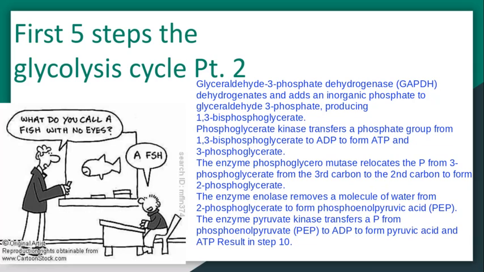Glyceraldehyde 3-phosphate dehydrogenase then adds phosphate to glyceraldehyde 3-phosphate, producing 1,3-bisphosphoglycerate. It's okay. It's just a bunch of things being turned into ATP for energy to help the cell revive, because fishes don't have eyes.